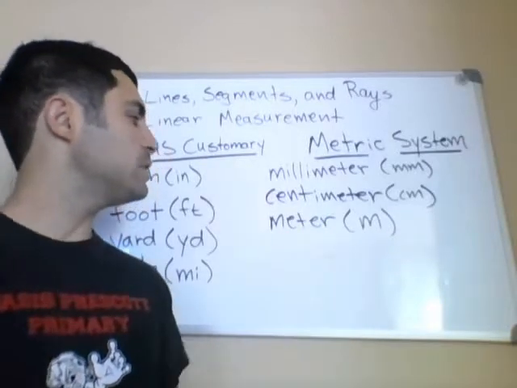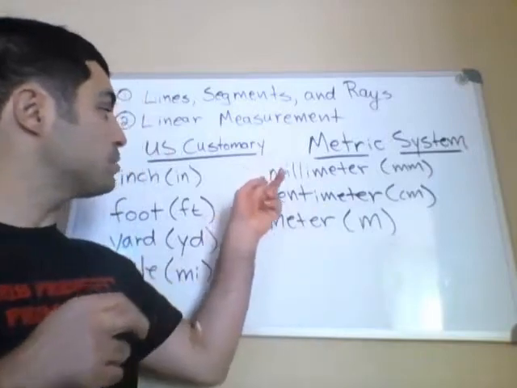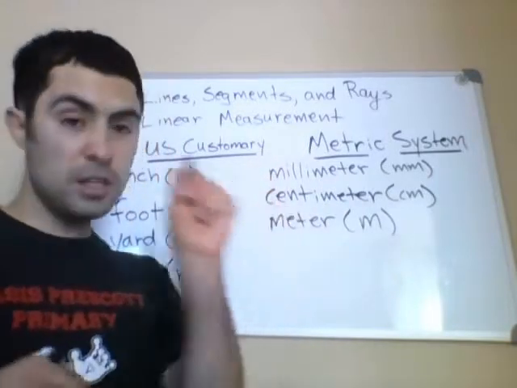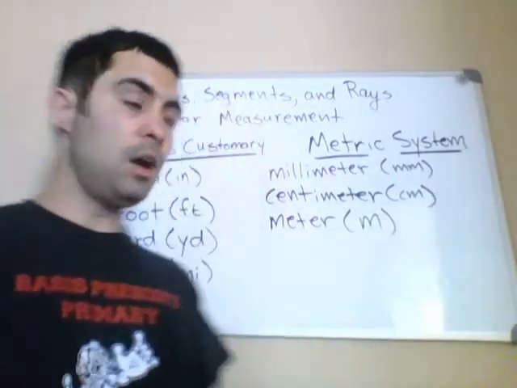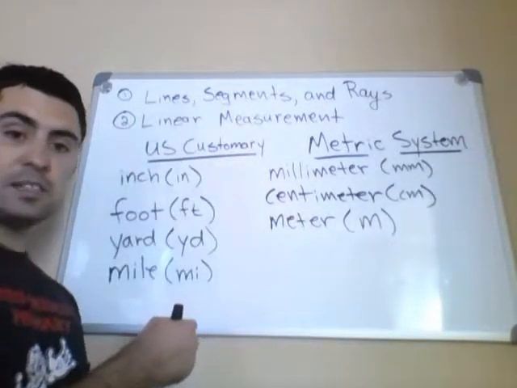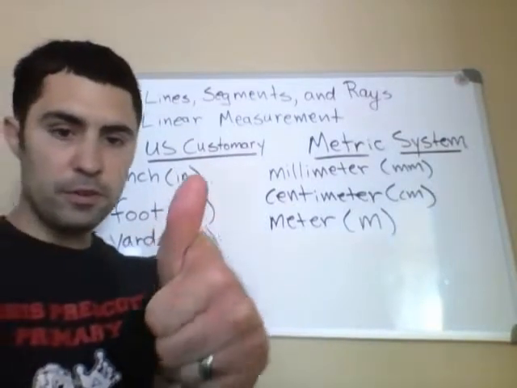There's a meter, which is represented by m. And these are going from smallest to largest. Millimeter is really tiny, centimeter is a little bit bigger, and meter is about this big. Oh, and on this side, inch, that's the same thing. I'm going from smallest to largest. Inch is about the width of your thumb.